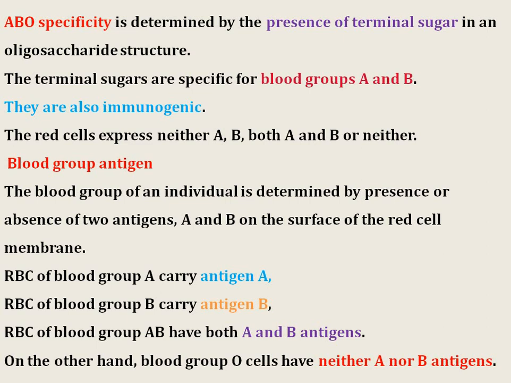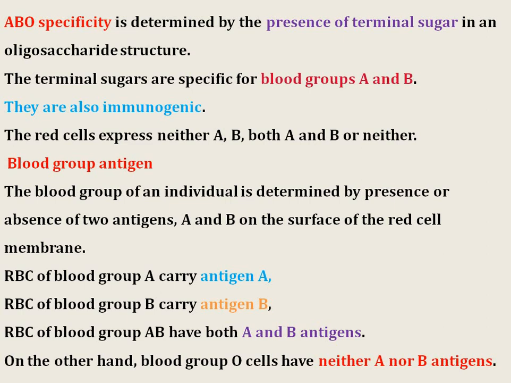The red cells express either A, B, both A and B, or neither. So the blood group of an individual is determined by the presence or absence of antigens A and B on the surface of the red cell membrane. RBCs of blood group A carry the A antigen. RBCs of blood group B carry the B antigen.